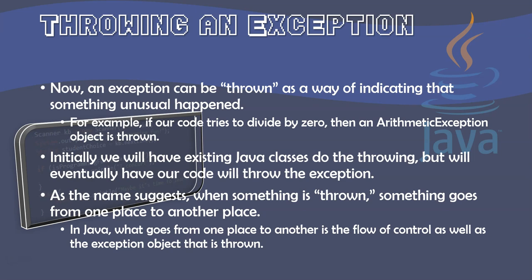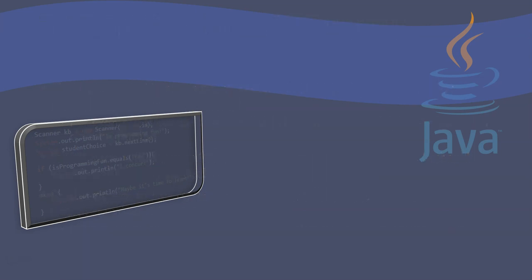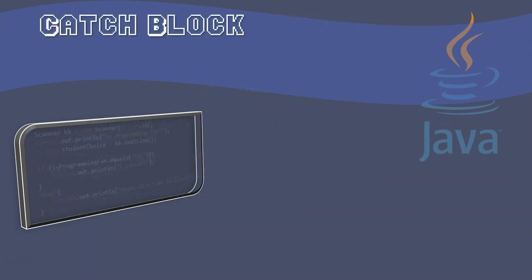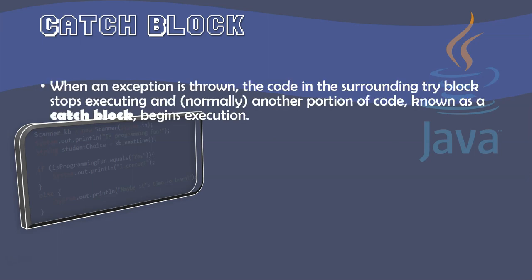But again, the thing you have to remember is that when you get an exception thrown, it's not necessarily staying at that same exact block anymore, because it's now moved on to the next part of your program. And that part of the program is what's known as the catch block. So when you throw that exception, the code in the surrounding try block stops executing.